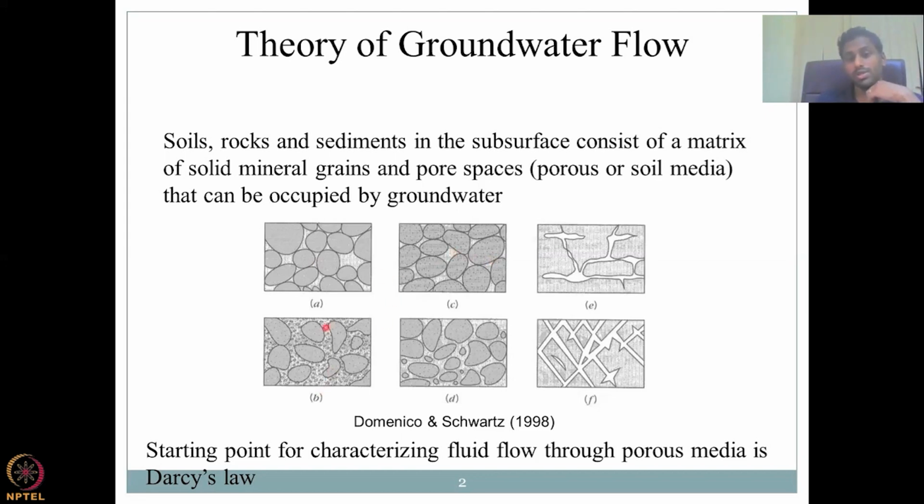In your B, what you see is between the voids, between the space where there is porous space, you can have smaller minerals present in it. So along with water, there will be smaller minerals. And then here, the smaller minerals plus a porous media or porous rock, you can see here. Whereas E and F are more fractures. So it's like a rock with a fracture in it, and water can seep in through it.